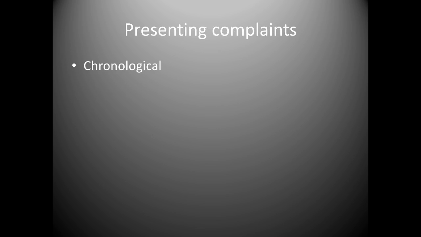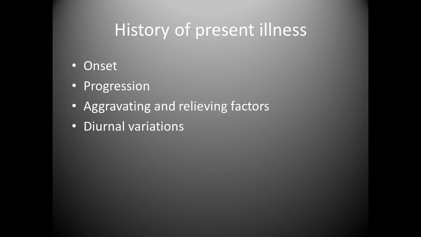First we have to ask about the presenting complaint of the patient. We have to record the presenting complaints in the patient's language. We do not modify it, and we register these complaints in chronological order, which means the symptom which appeared first, we write down first, then we move on to other symptoms which appeared later on. Now, history of the present illness.